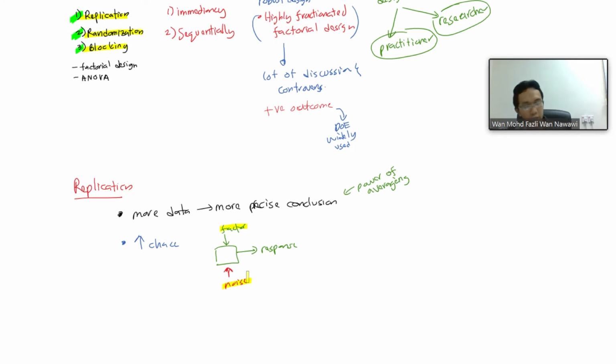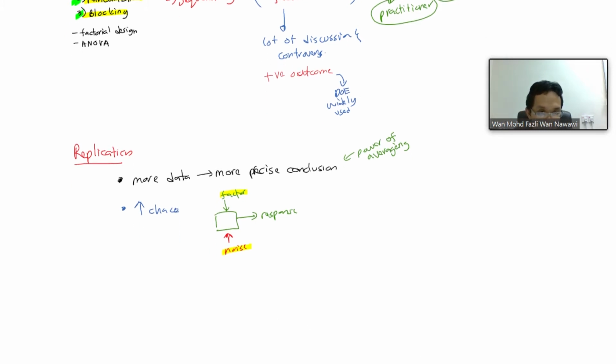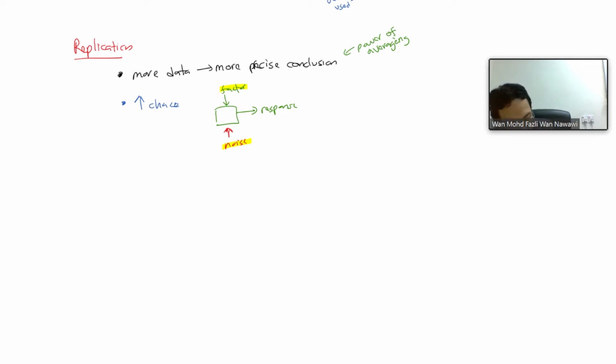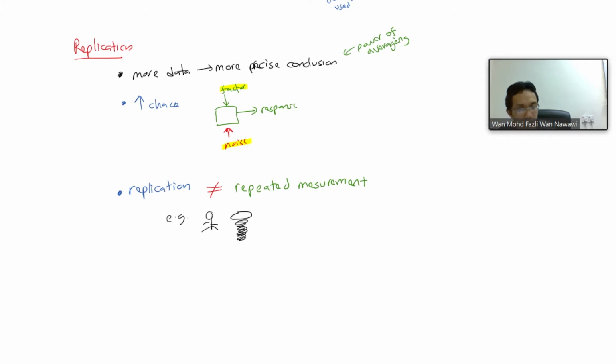And replication is not the same as repeated measurement. For example, let's say you make a screw. You know that the dimension of the screw is critical.